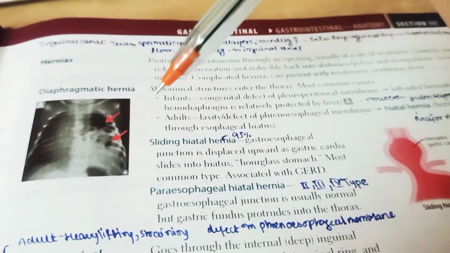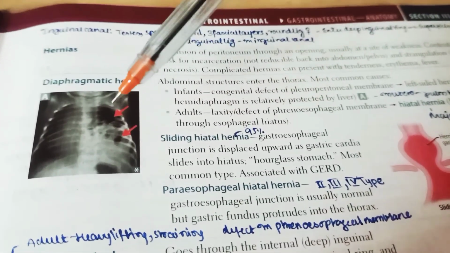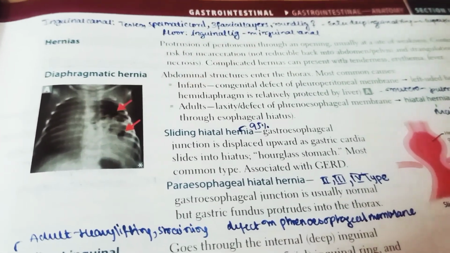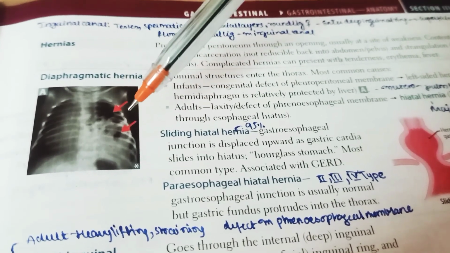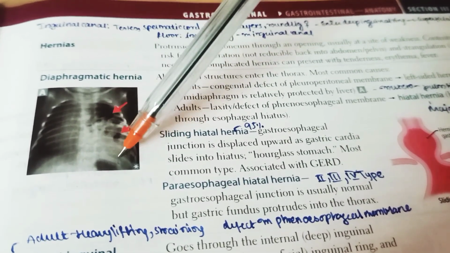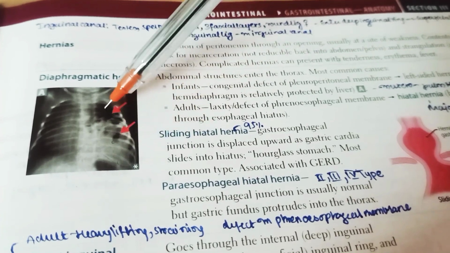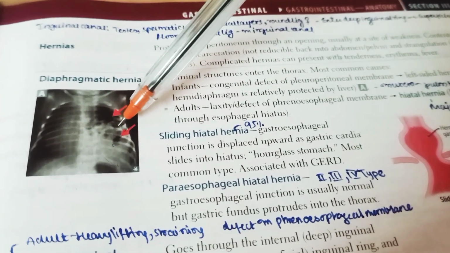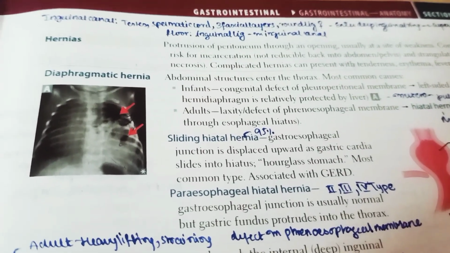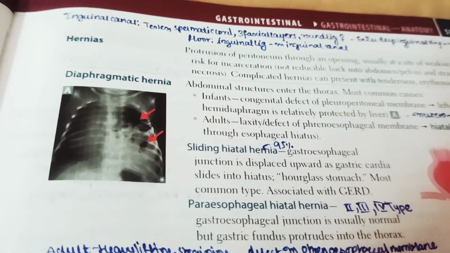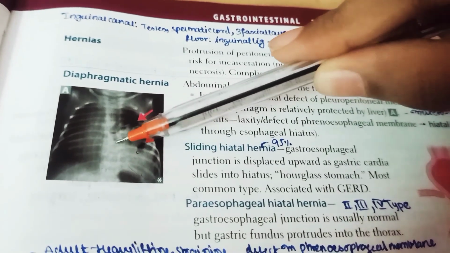Now let us start with diaphragmatic hernia. Diaphragmatic hernia is most common on the left side because on the right side the liver is there. It's somewhat protective, but on the left side it is mostly present because of weakness between the diaphragm and the abdominal contents. So the abdominal contents are trying to go up. In this diagram you can see clearly abdominal contents are going through the diaphragm. This is because of a congenital defect of the pleuroperitoneal membrane.